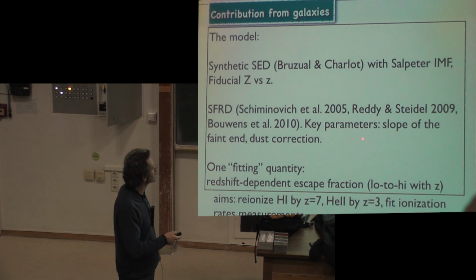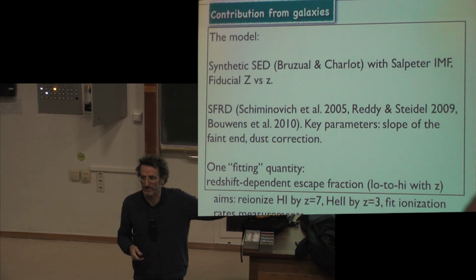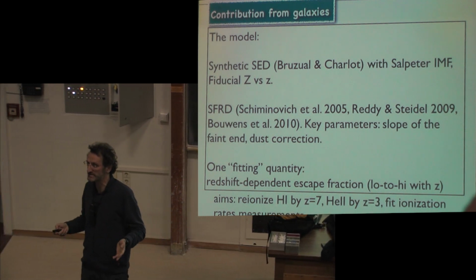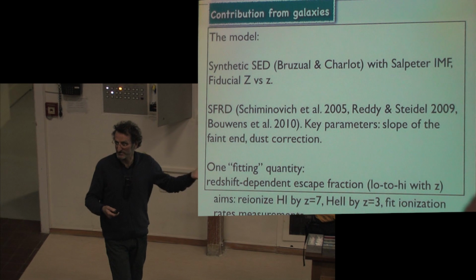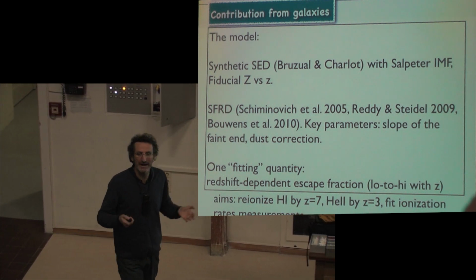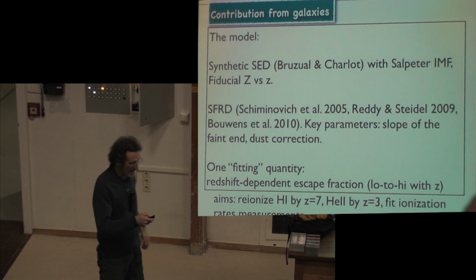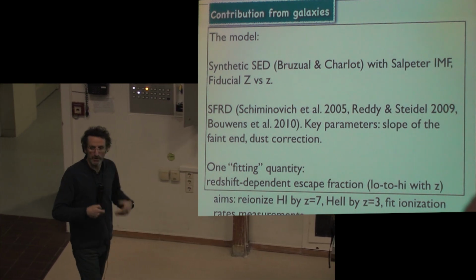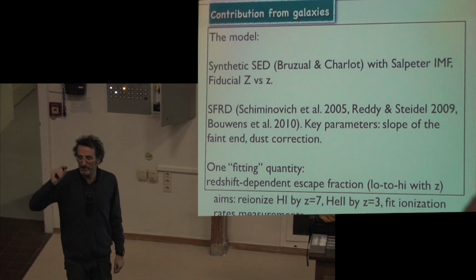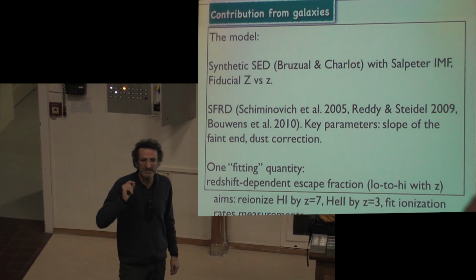One, of course, is the slope of the faint kind of luminosity function. If you have a lot of very faint sources that can dominate the UV background of the galaxy, and of course, from observation, you don't really know how many very faint galaxies you have. And then there is also the problem with dust collection. And then you have one very basic parameter, which is the escape fraction.